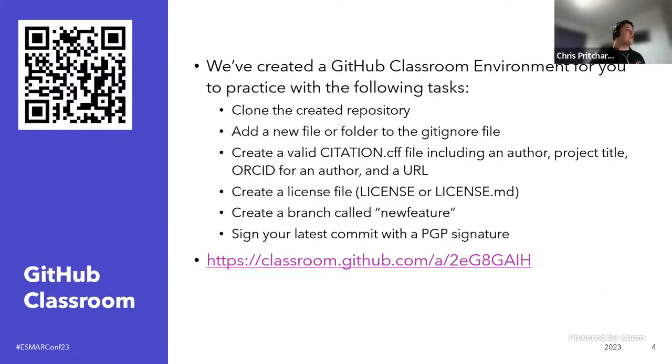Basically, if you follow the invite link, you will get a prompt asking you to create a new repository. You can create the repository, clone it as per the previous workshop or through git clone, and it will allow you to follow along with some of the tasks. So add a new file or folder to the gitignore file, create a citation.cff file, create a license file, create a new branch, and sign your commit. These are things that we'll cover in the workshop, and you can follow along, and it'll even auto grade you as to when you've done it.